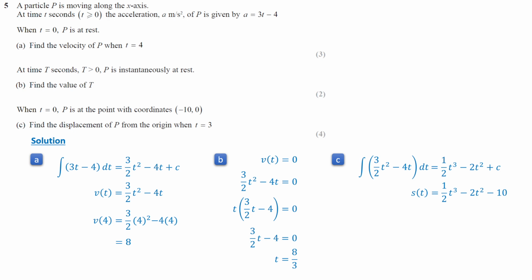Finally, when t equals 3, the displacement from the origin is 1 over 2 times 3 cubed minus 2 times 3 squared minus 10. Simplifying, the displacement is negative 14.5, so the displacement at t equals 3 is negative 14.5 units from the origin.